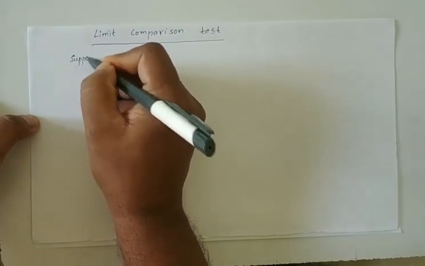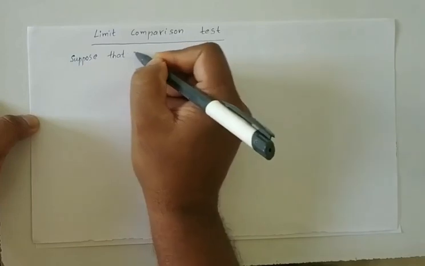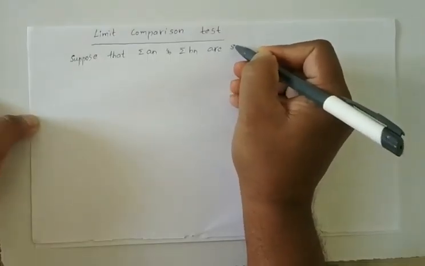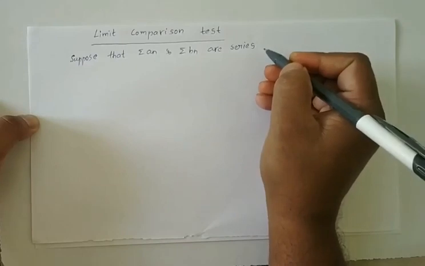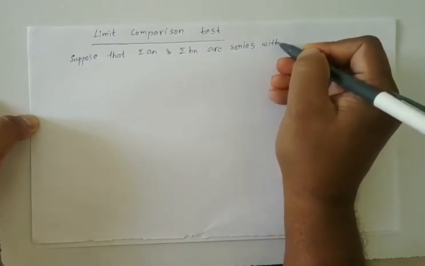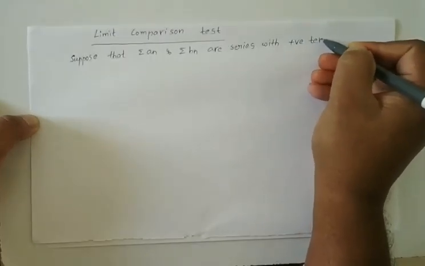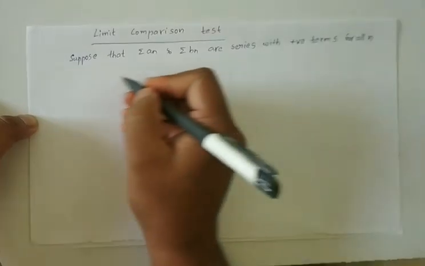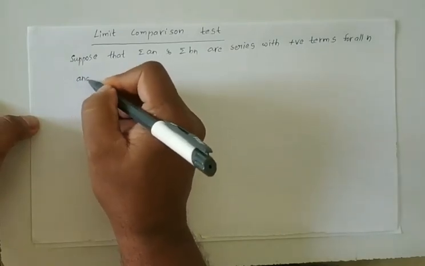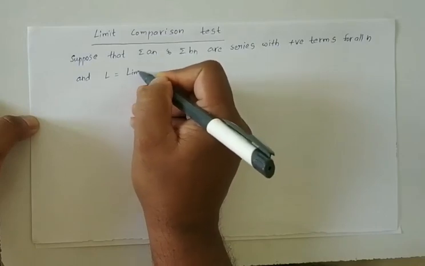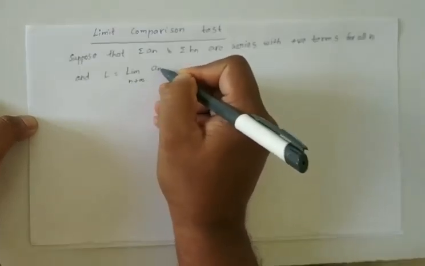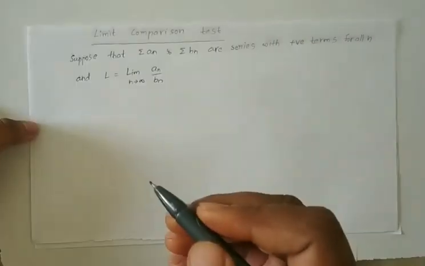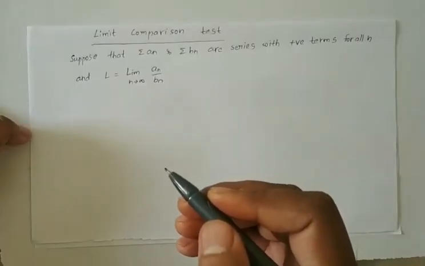Suppose that summation an and summation bn are series with positive terms for all n, and L is equal to limit n tends to infinity an by bn.